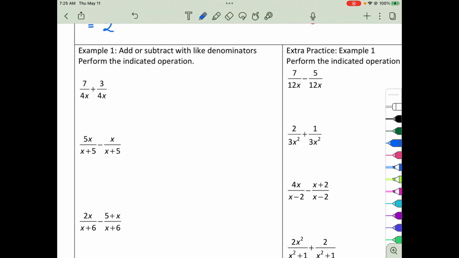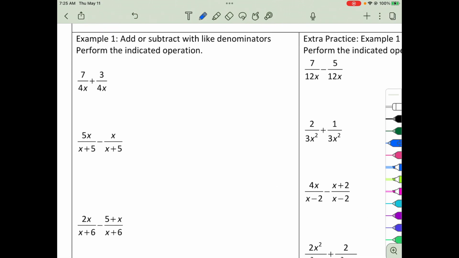So for example 1, we have the same denominator for all of these, so we don't have to worry too much about this. So same denominator, so we keep the 4x, and I'm going to have 7 plus 3, which gets me 10 over 4x. Now I can factor so that I can cancel.